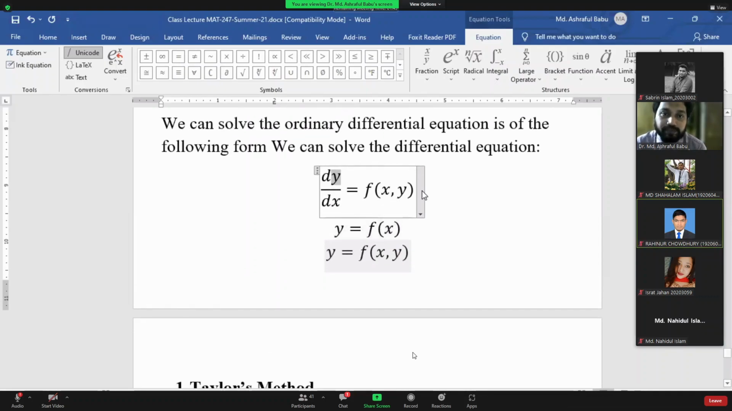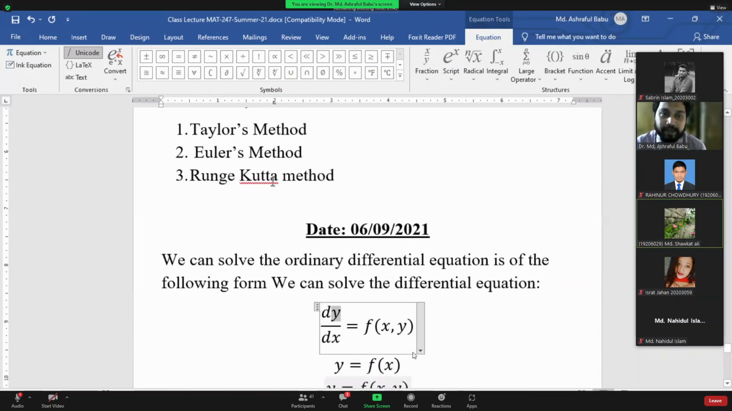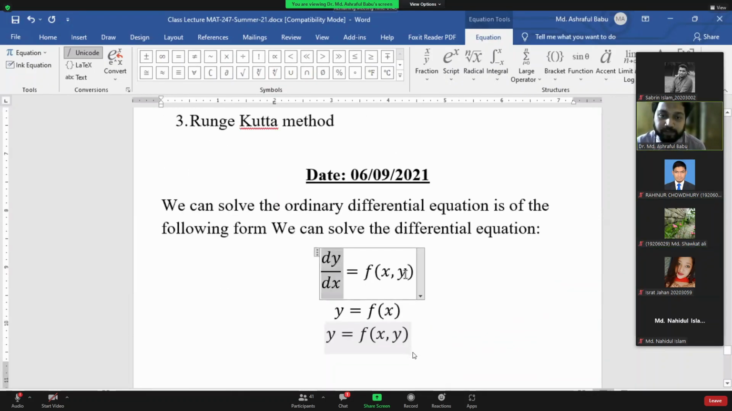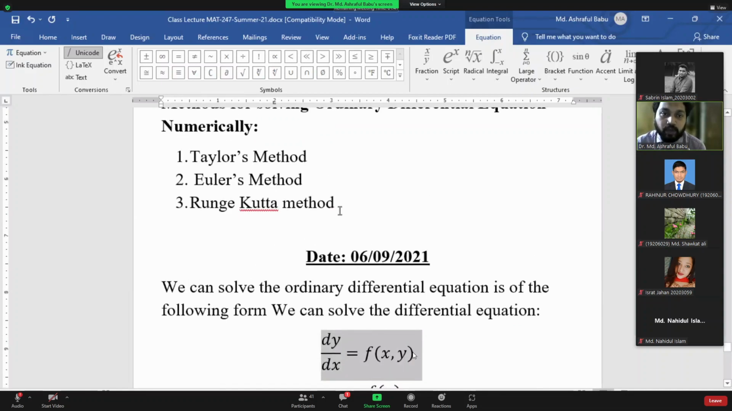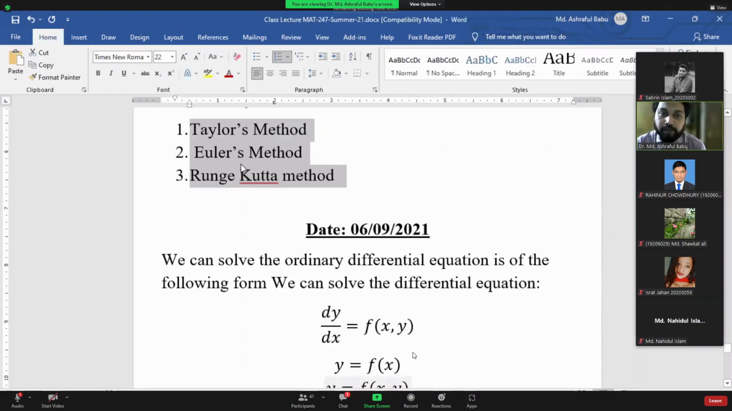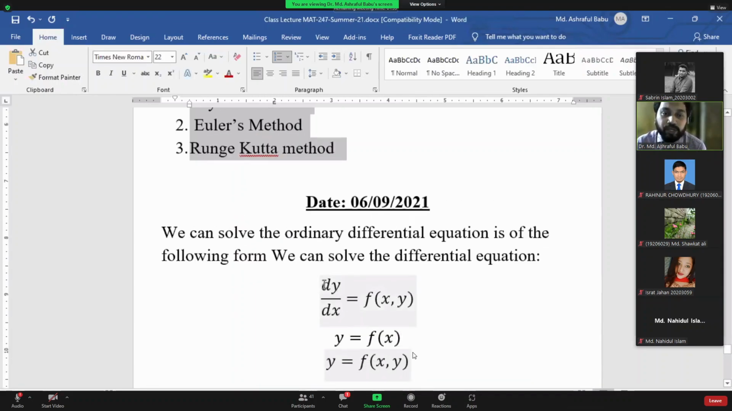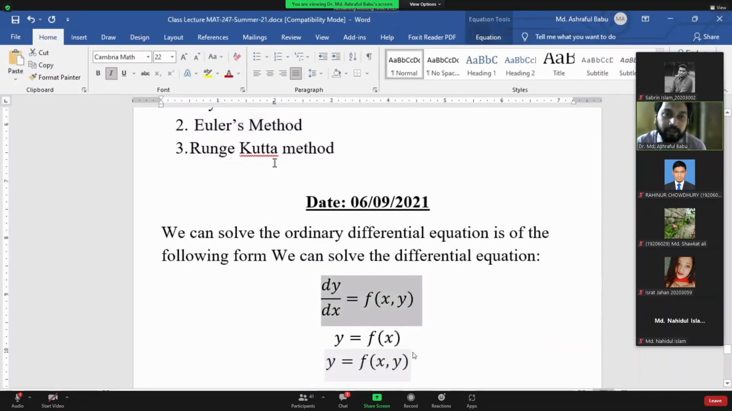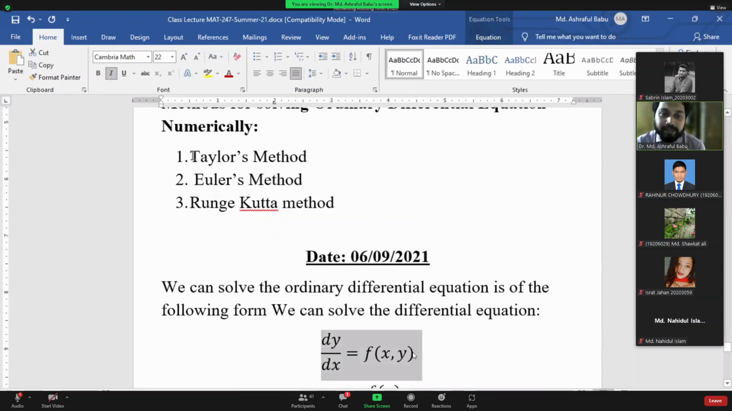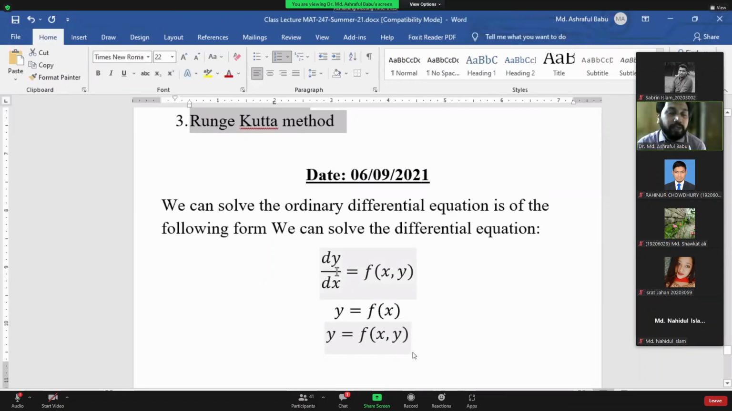So these are the types of differential equation we can solve by these three methods. Only these types of differential equation we can solve by these three methods. Other types of differential equation we cannot solve by these three methods. We need other methods. But in this course, we only talk about one type of differential equation and how you can solve it numerically by these three methods. Other types of differential equation we can solve by the regular or traditional method, what you learn in MAT-197 course.